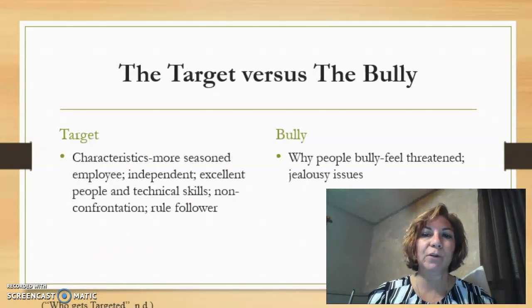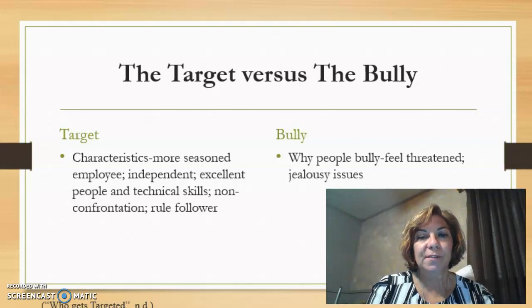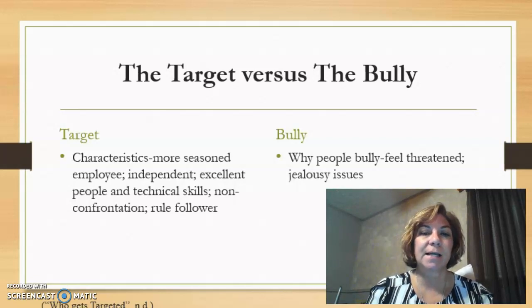Next, we'll talk about the target versus the bully. Some of the target's characteristics are the more seasoned employee. They're singled out. They can tend to be the target. The independent employee. Some of the other characteristics that we look for in the target would be someone that has excellent people skills and technical skills. They tend to be singled out. The non-confrontational person. Somebody that's a rule follower, or might be the whistleblower that tends to have high integrity and honesty. Those are the people that are singled out by the bully, and they would be the target.